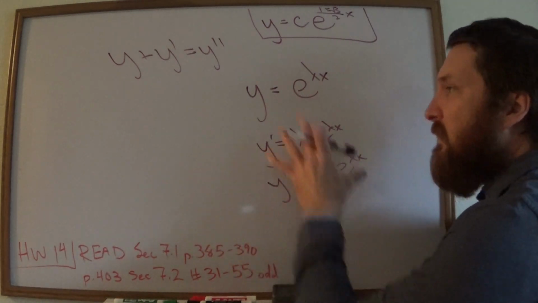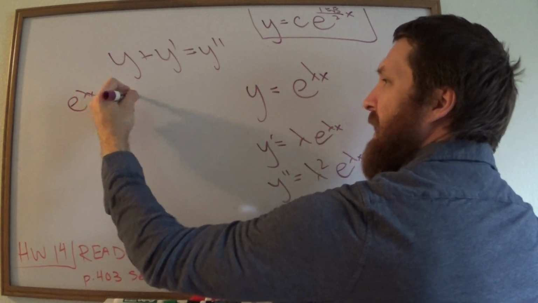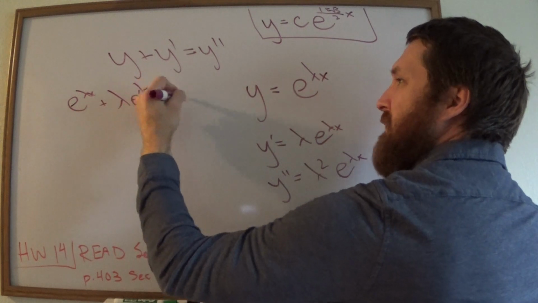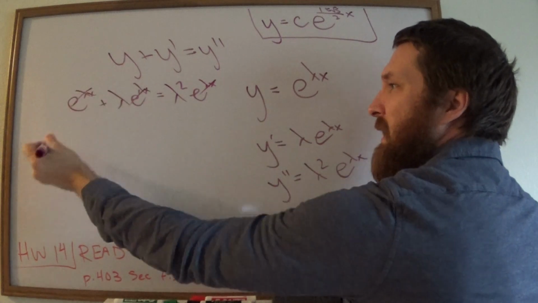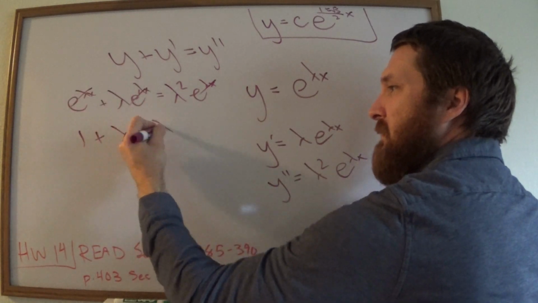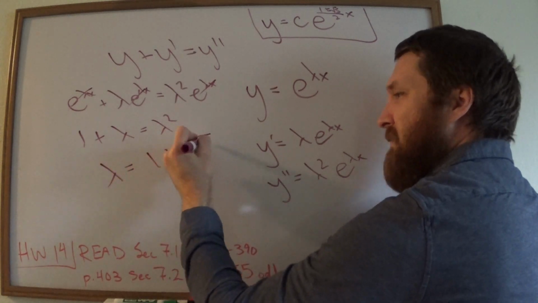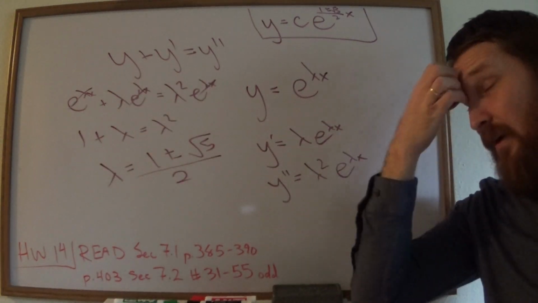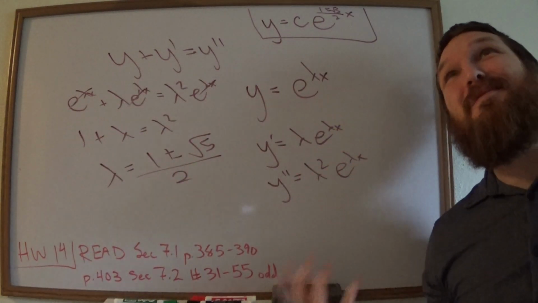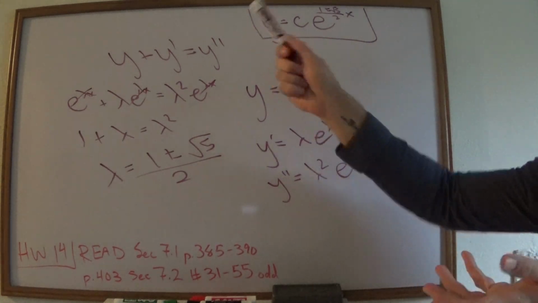And you could say, okay, to find that, it's exactly what we just did. e to the lambda x plus lambda e to the lambda x equals lambda squared e to the lambda x. You could cancel these guys and you get 1 plus lambda equals lambda squared, so that lambda is equal to 1 plus or minus the square root of 5 over 2, because you recognize, oh, that's a quadratic equation. No wonder we spent so much time on this for years. Like, it shows up, and these are actually like real things like this.